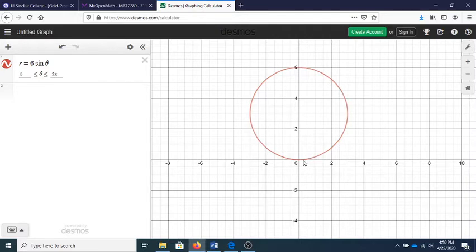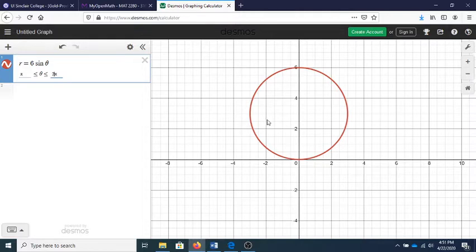Once I look at the graph, I can actually see something right away. Notice that the entire graph is in quadrant 1 and quadrant 2. That makes me think that all the action is happening between 0 and pi. And yes, if I reduce my interval to 0 to pi, I still have the entire circle. Check this out. If I go from pi to 2 pi, I still get that same circle.